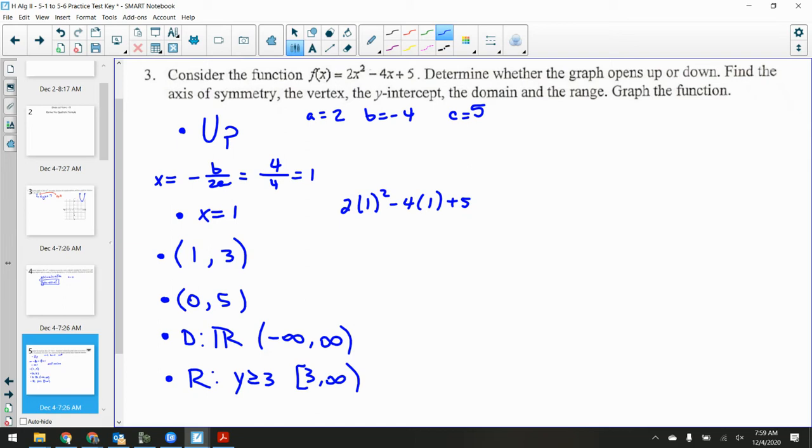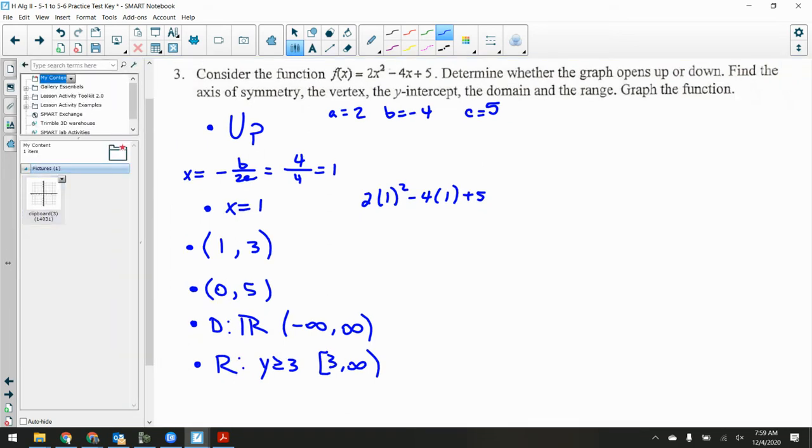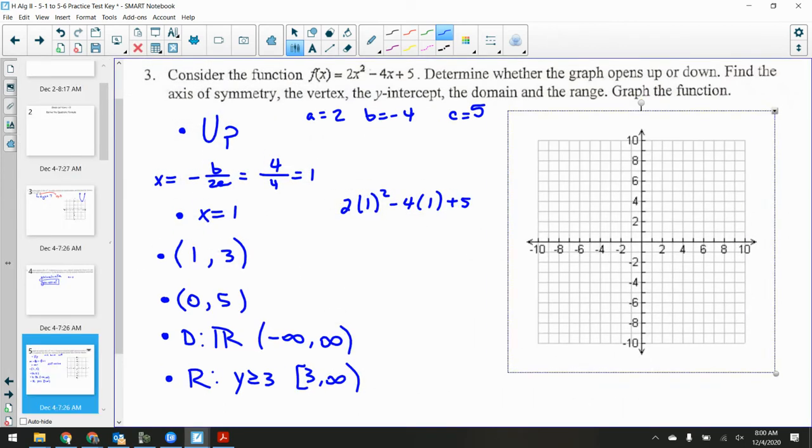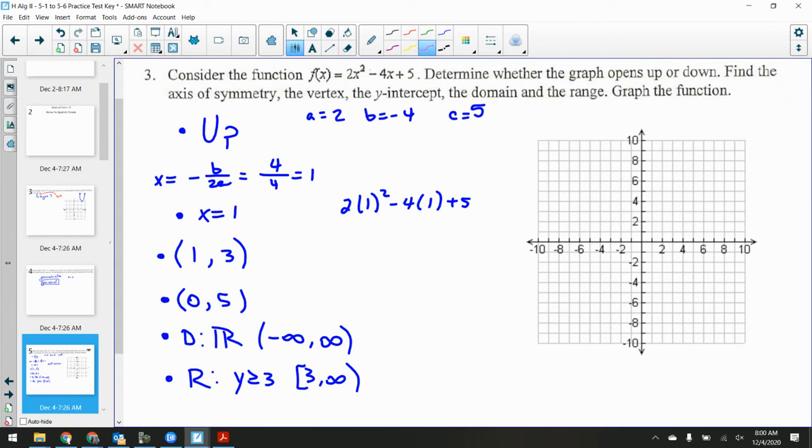Okay, let's graph it. All right, I'll make a dotted line at 1. And then we've got 1, 3. And then our y-intercept is 0, 5. And I'll just reflect that point over to the other side. Round it out.